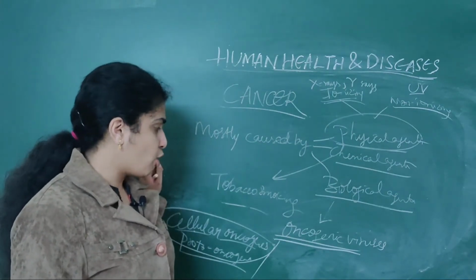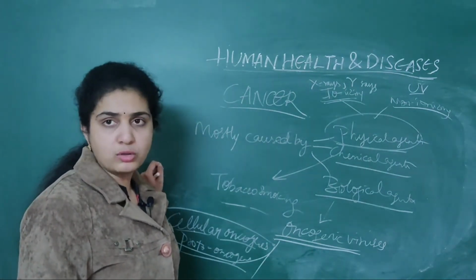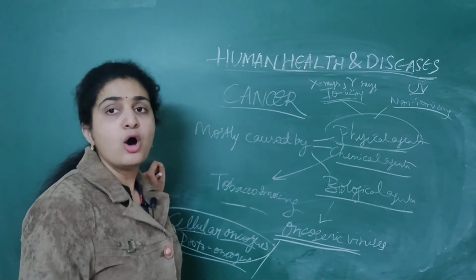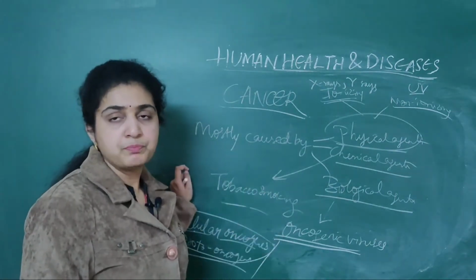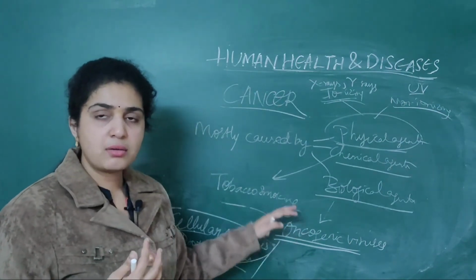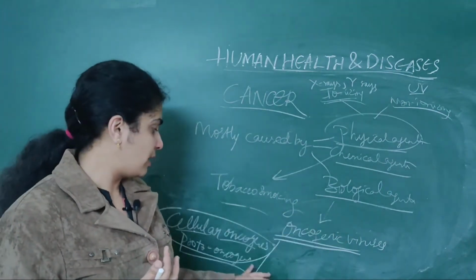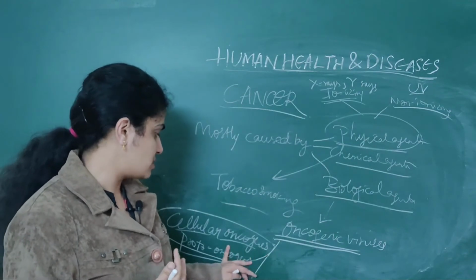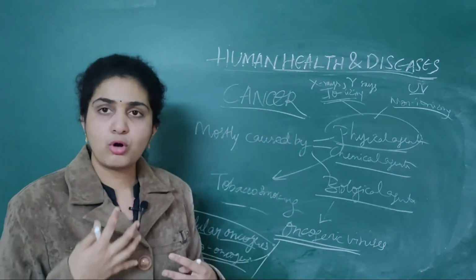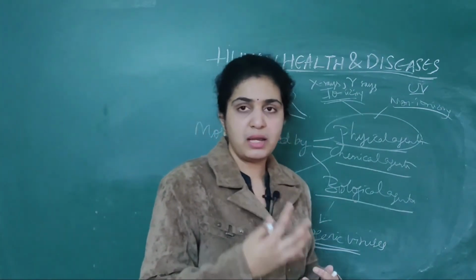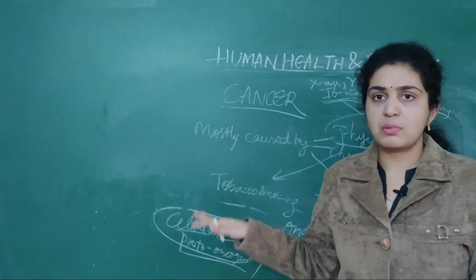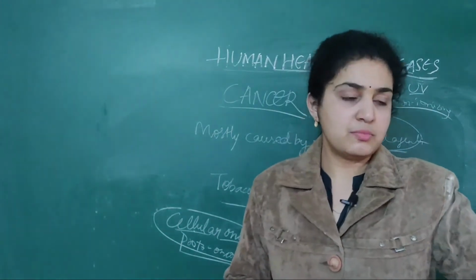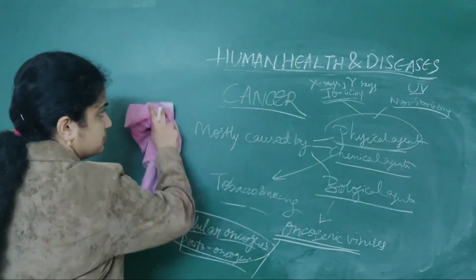So cellular oncogenes or proto-oncogenes are caused by these biological agents. Cellular or proto-oncogenes are the changes which are made in the cells when you are met with cancer. So this is about the types of agents which cause cancer.